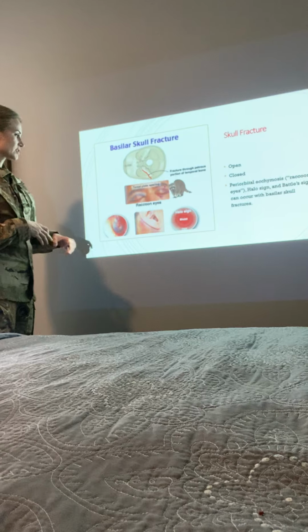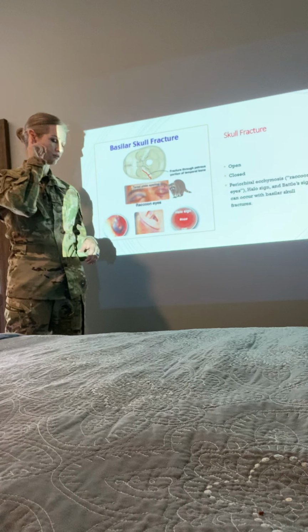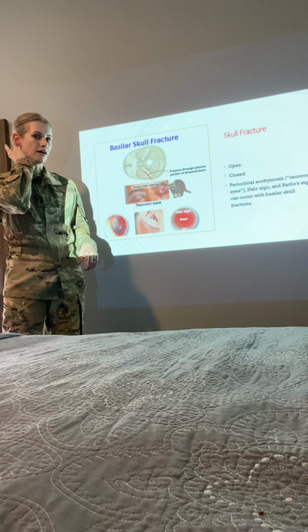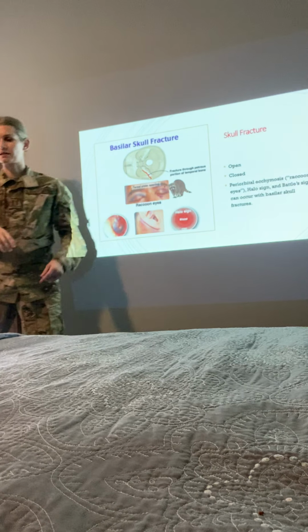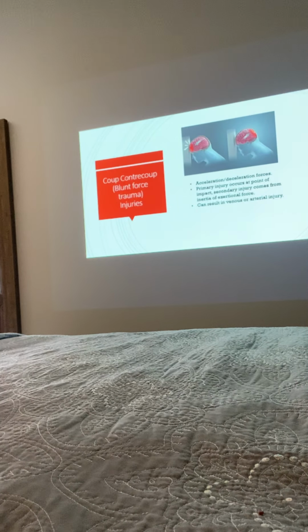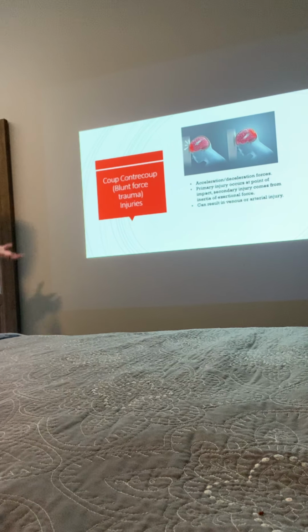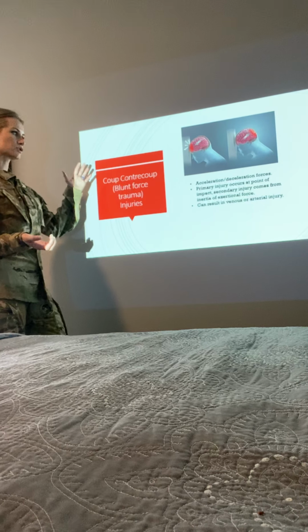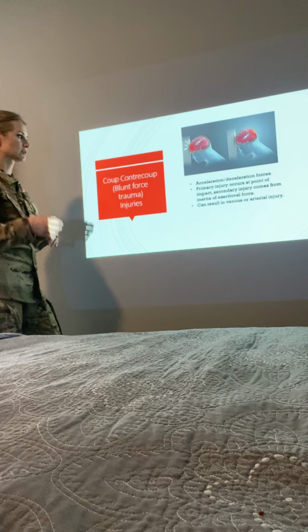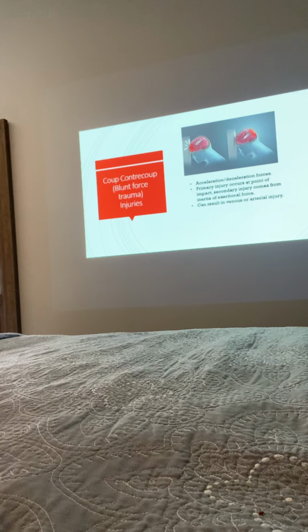Let's see, battle sign. If you look behind their ear, you can see on that mastoid area that they've got some bruising back there. That's another good indicator that they have a basilar skull fracture. So again, the coup contrecoup is that acceleration deceleration force. Primary injury occurs at the point of impact, and that secondary injury comes with the inertia of the exertional force. Those are bad because they can result in a venous or arterial injury or both.